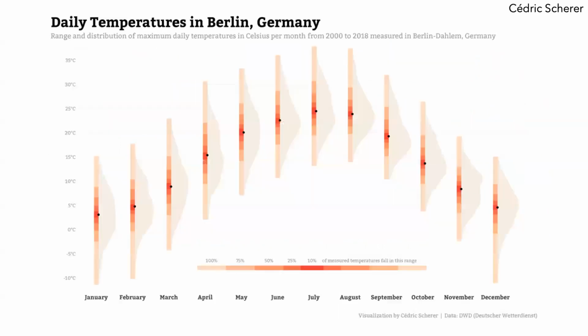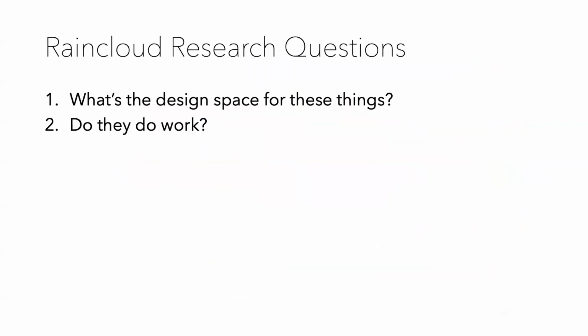Or you can even do weirder things. So here, Cedric Scherer, instead of showing the raw values directly, has them aggregated in this sort of heat map form. Okay. That naturally leads, I think, to two questions, right?